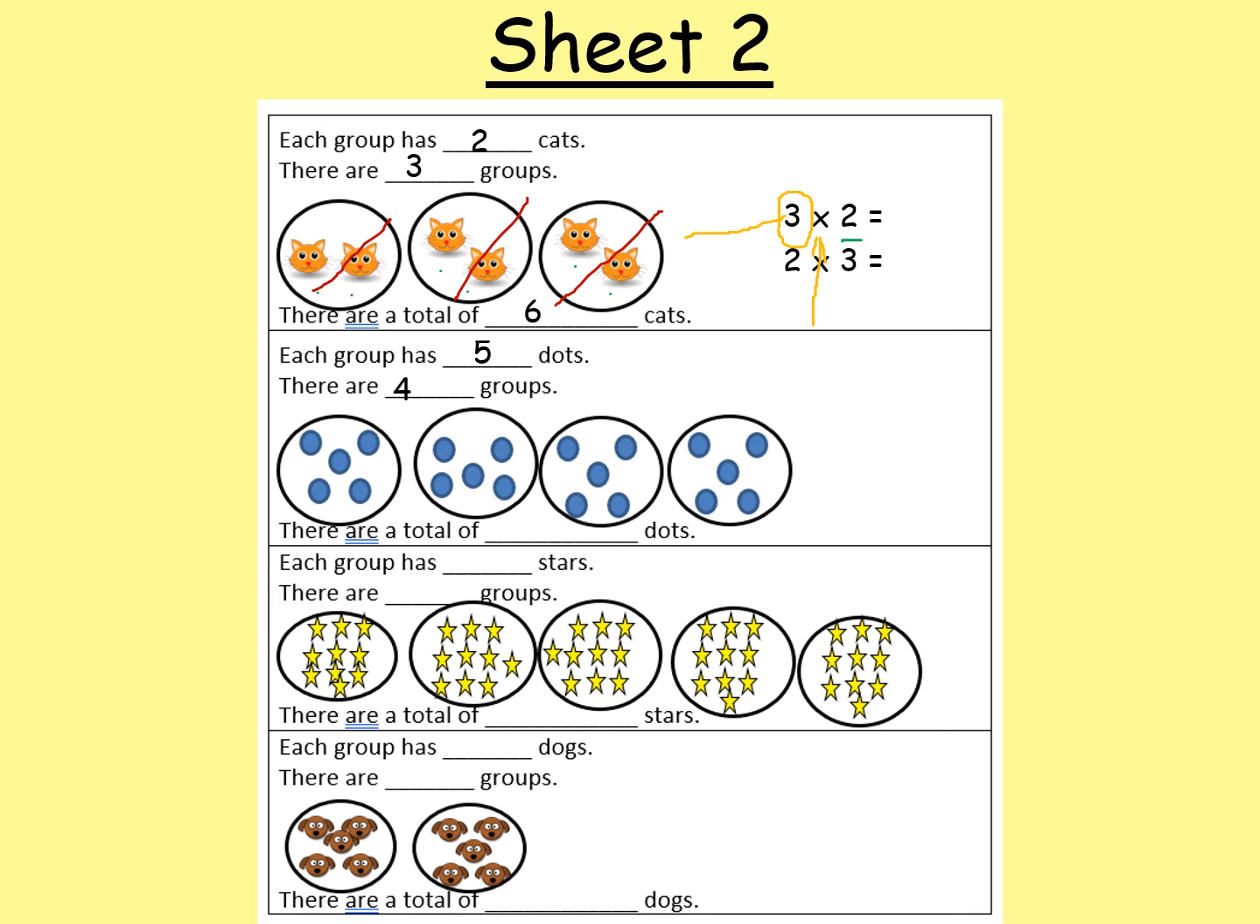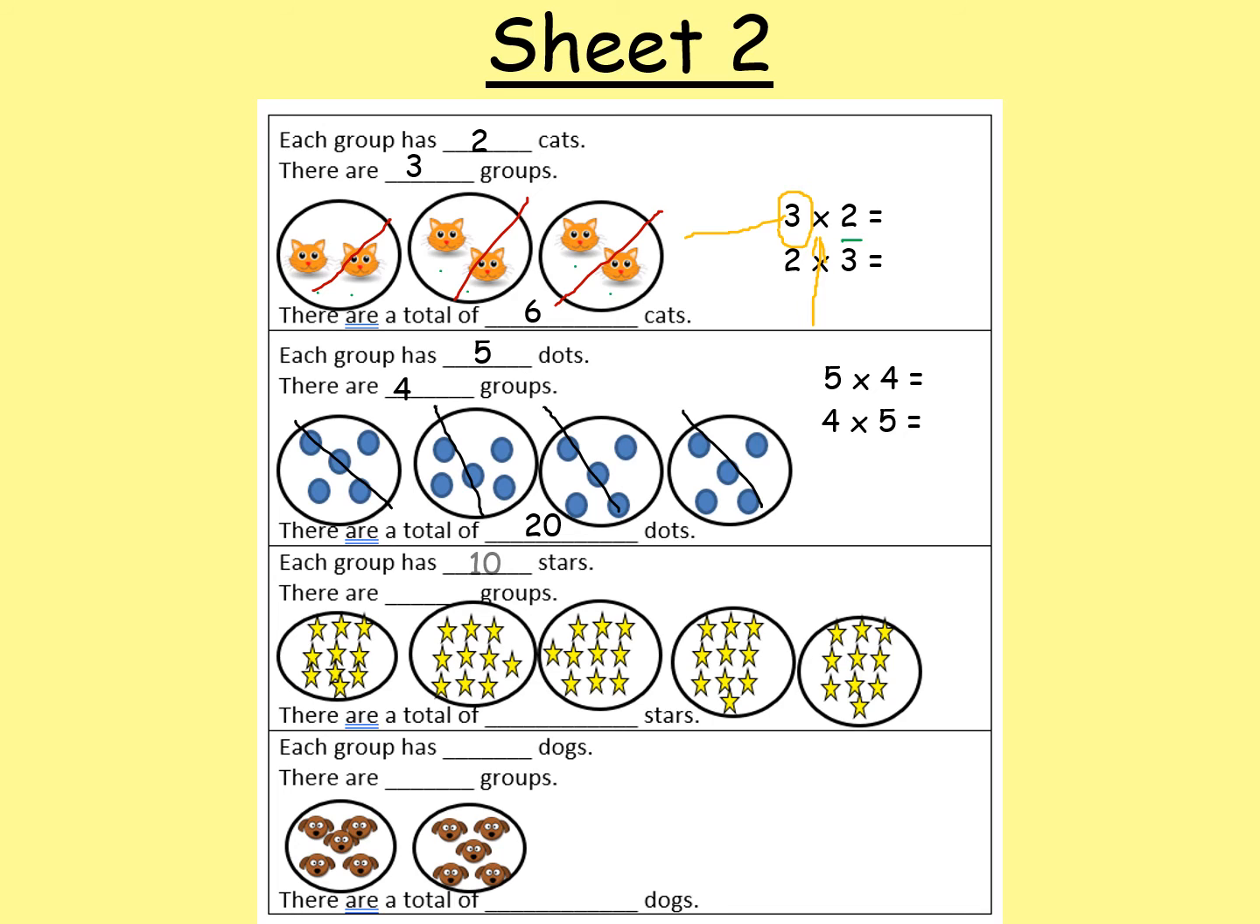Yes, we could count in our 5s. Let's count in our 5s, children. So we have 5, add another 5 is 10. We've got 5, 10, 15, 20. So there are 20 dots all together. And if you challenged yourself to write the number sentence, we could write the number sentences like this.